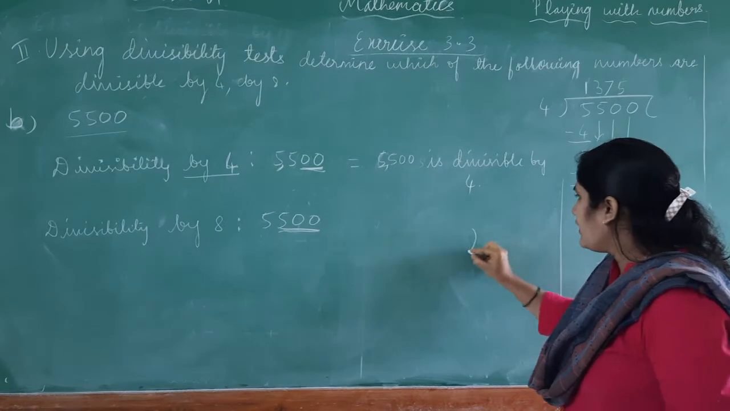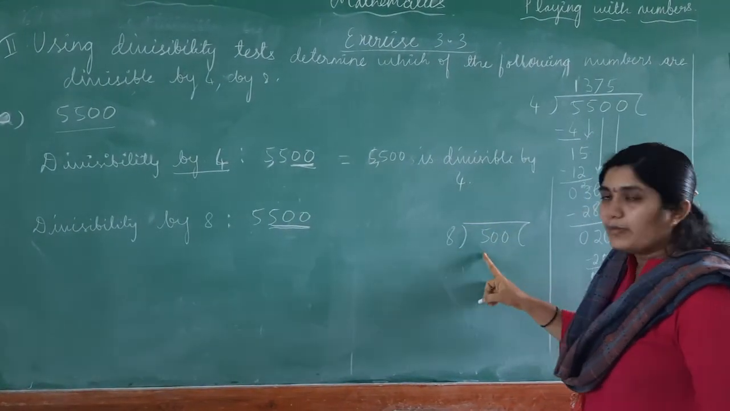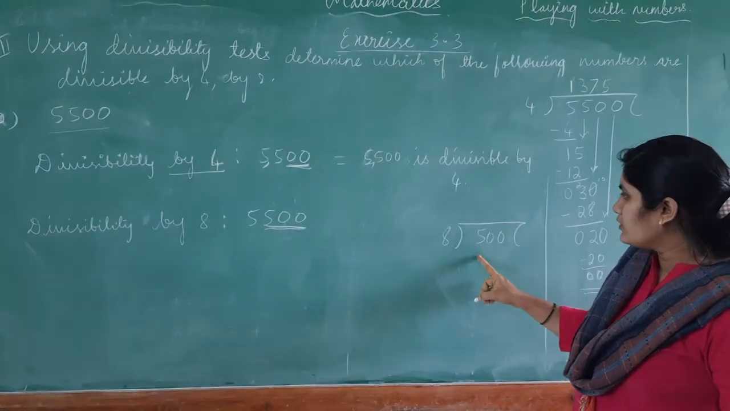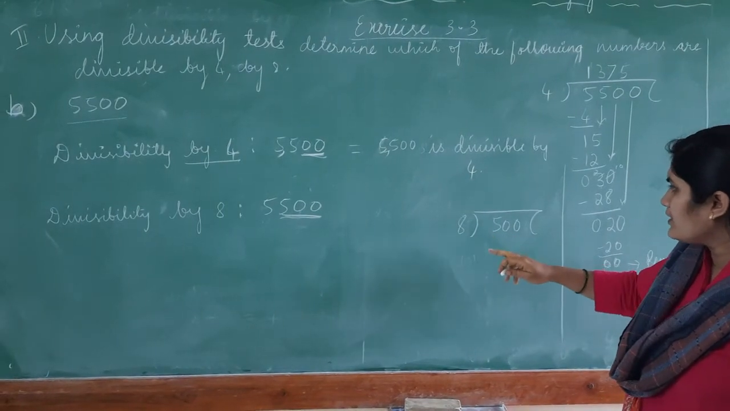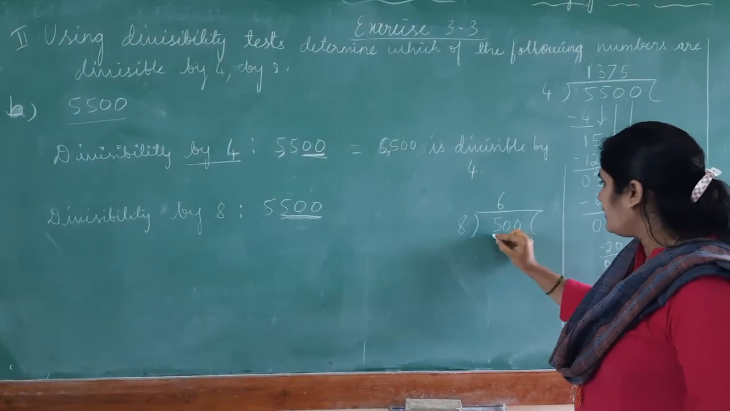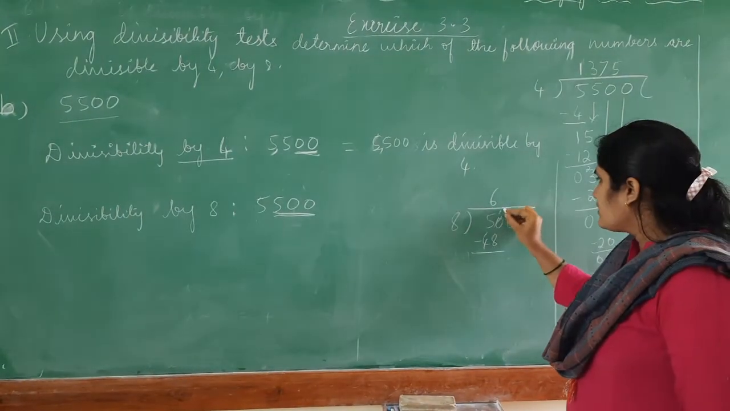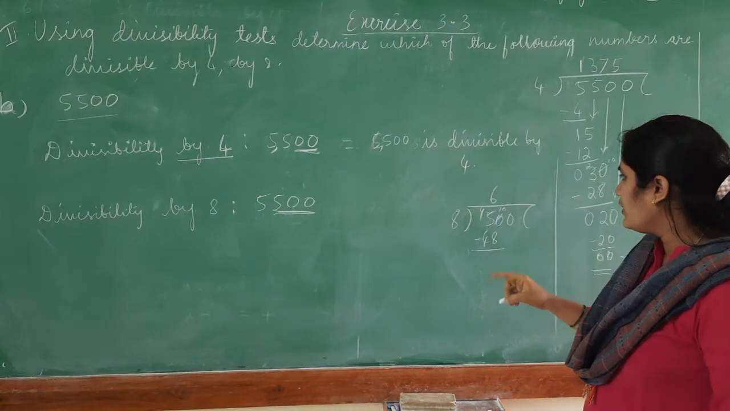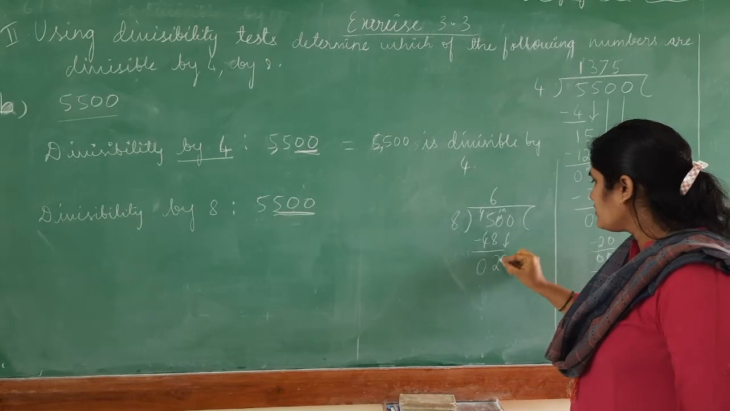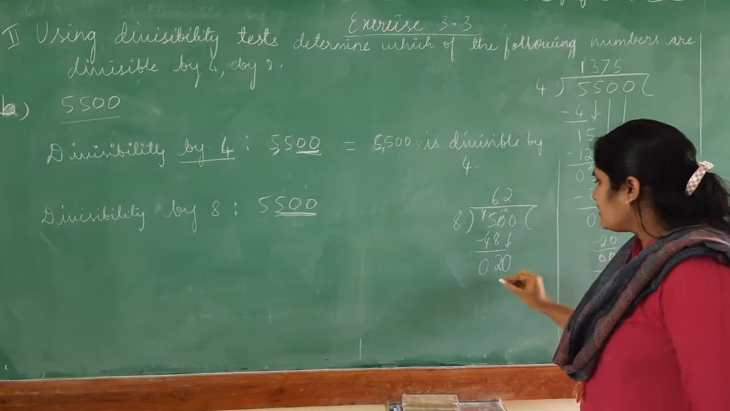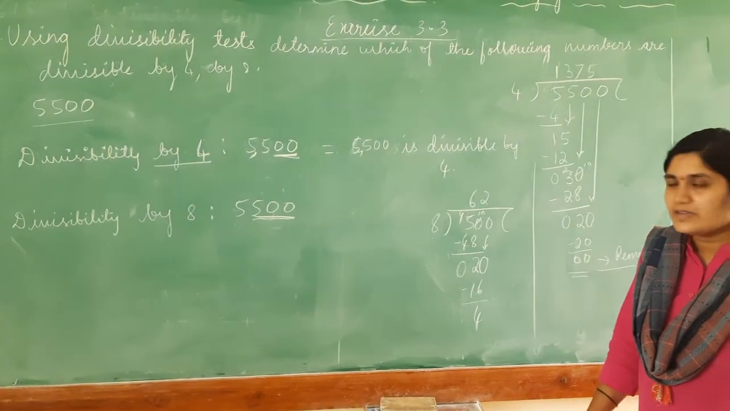Here let me divide 500 by 8. Check the multiples of 8. 8 ones are 8, 8 twos are 16, 8 threes are 24, 8 fours are 32, 8 fives are 40, 8 sixes are 48, 8 sevens are 56. That you cannot take. Go for 48. This is 10 and this is 4. Take a borrow here. This becomes 10. 10 minus 8 is 2. 4 minus 4 is 0 and this is 20. 8 twos are 16 and the remainder is 4. That means this is not completely divisible.